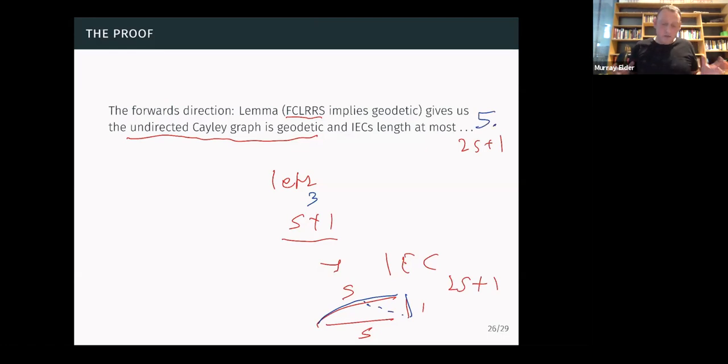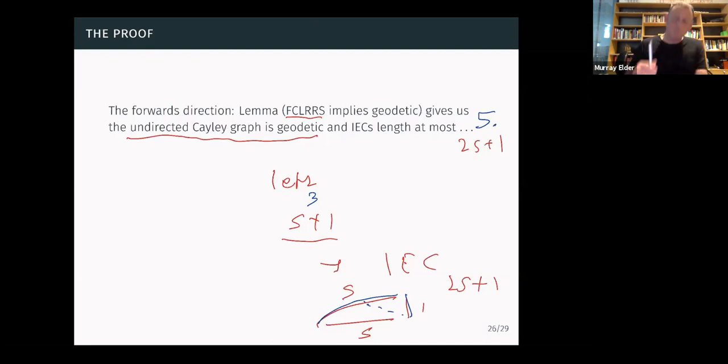So we're in a situation where our hypothesis tells us that we've got an undirected geodetic graph, which happens to be a Cayley graph, but we don't care about that anymore. It's an undirected geodetic graph where the isometrically embedded circuits have length at most 5. So what could that possibly be? How hard could that be to say something about?